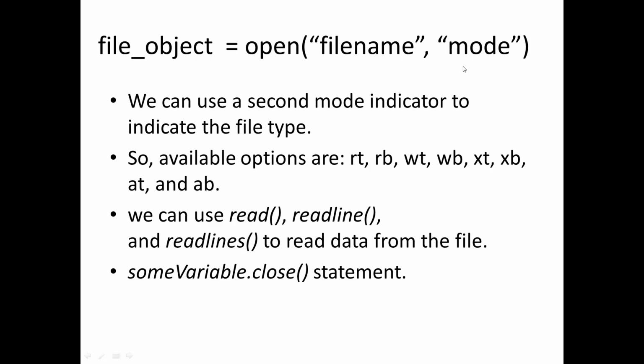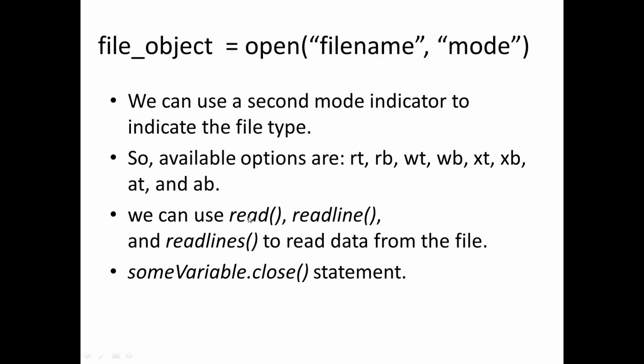So once again, here's our syntax to open a file. We can also have a second mode when we're opening the file. For example, we can open a file in RT mode, which means we're reading a text file, or RB mode, which means we're reading a binary file, or WT to write a text, or WB to write a binary. Python files are either text or binary files.